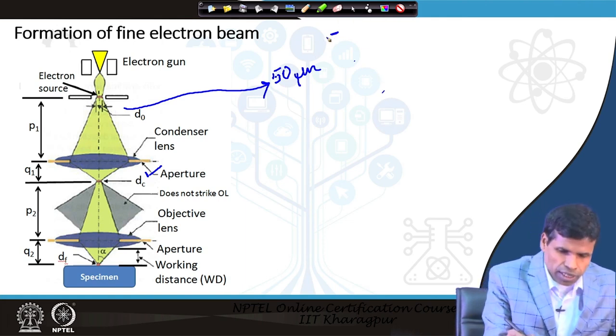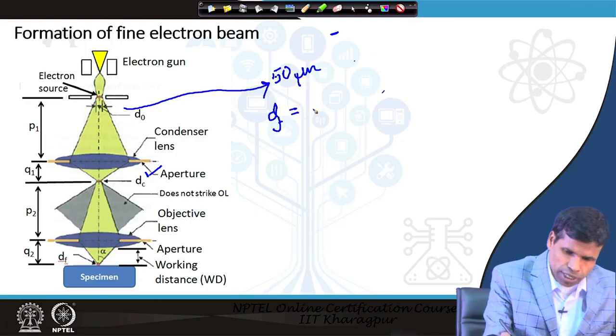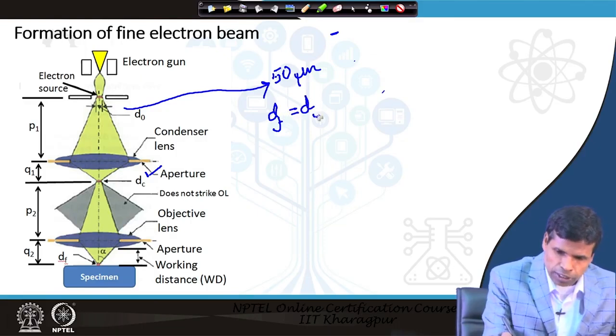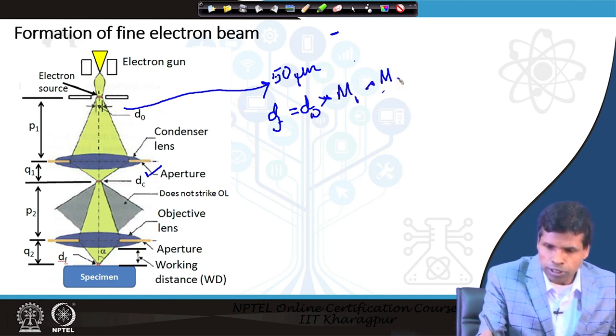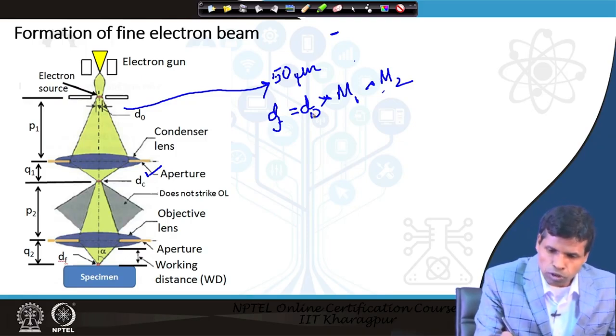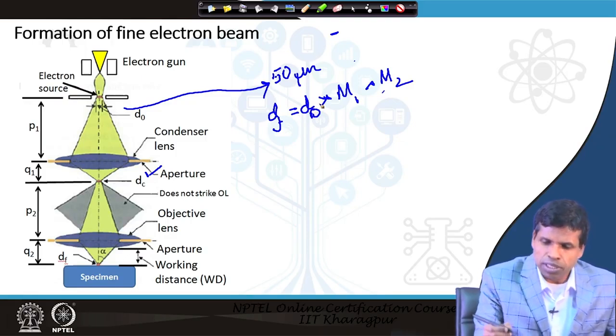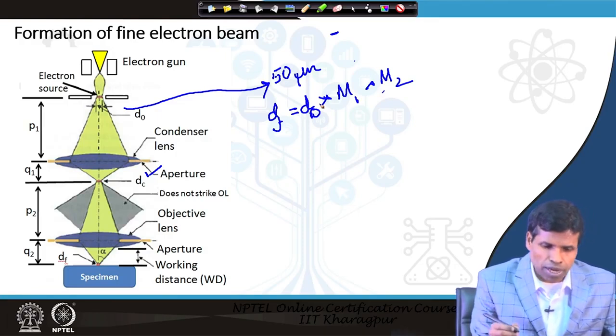So, here the DF is equal to D0 into M1 into M2. These are magnifications, or here the condenser lens and objective lens are demagnifying. So, if we have smaller M1 and M2, then our DF could be much smaller. But how small could M1, M2 be?